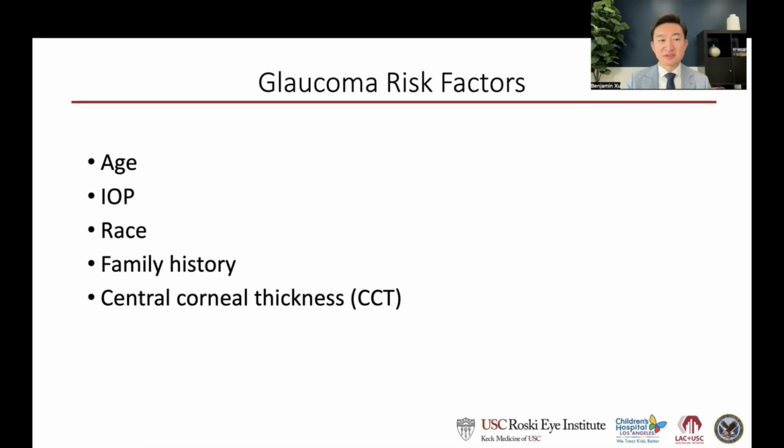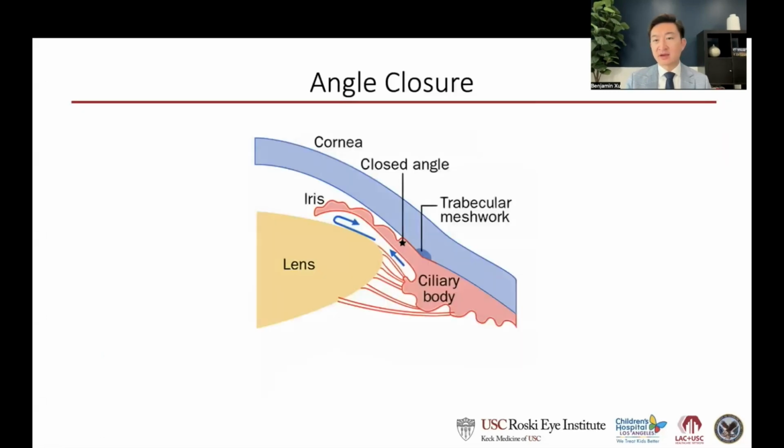When we think about glaucoma risk factors, we often think about age, intraocular pressure, race, family history, and central corneal thickness. However, a very important risk factor that we need to keep in mind here is the status of the angle. That is, is the angle open or is it closed? Angle closure is a very important risk factor for glaucoma.